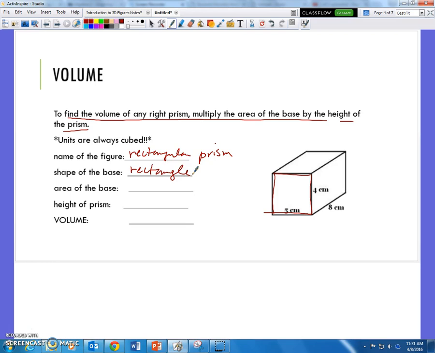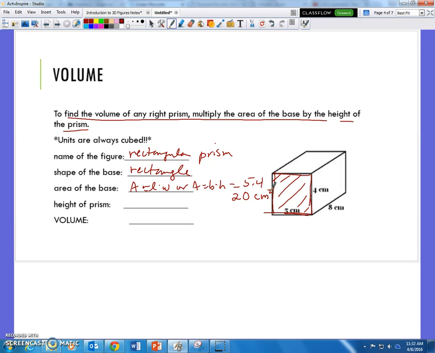The area of the base, which is this guy, I want to find that area, is 5 times 4. And because it's a rectangle, length times width, area equals length times width, or area equals base times height, however you want to think about it. In this case, it will be 5 times 4, which will equal 20 square centimeters because we're talking about area.